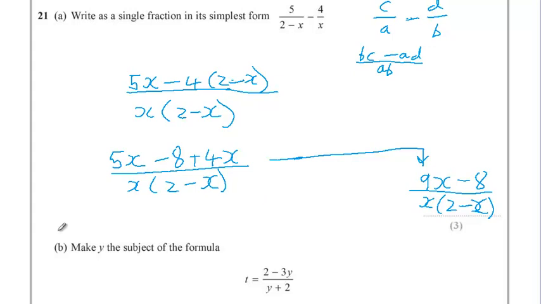Right, we now look at part B. Make y the subject of the formula. Well, nothing's going to cancel. We've got a y there and a y there. We can't just cancel them out because there's no common factor. What we have to do is move this lot to the top, and then we'll at least get rid of the denominator, and then we'll play around with it then.